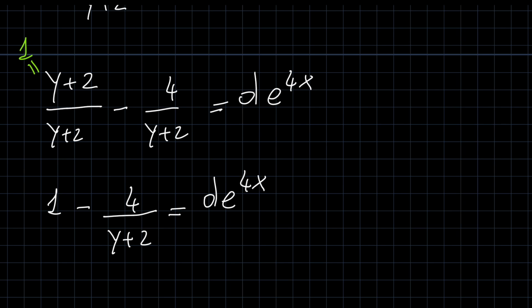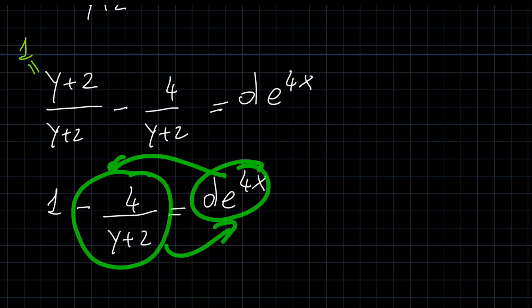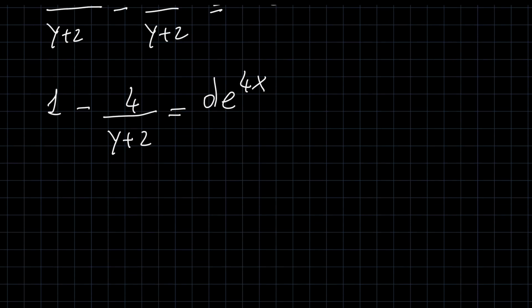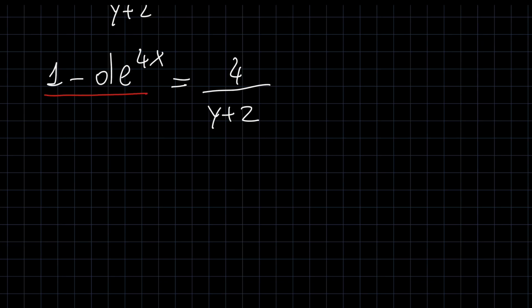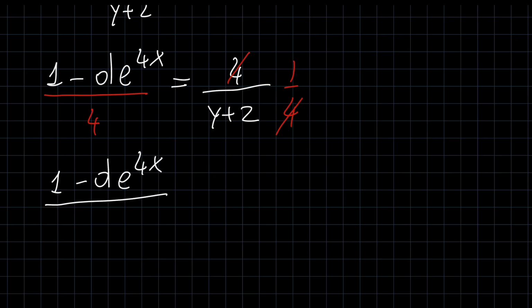And now what I'm going to do, I'm going to bring these y's on the right hand side and this d on the left hand side. So I get 1 minus d e to the 4x equal to 4 divided by y plus 2. I'm going to divide both sides by 4. So these two simplify. So I get 1 minus d e to the 4x divided by 4. This is equal to 1 over y plus 2.